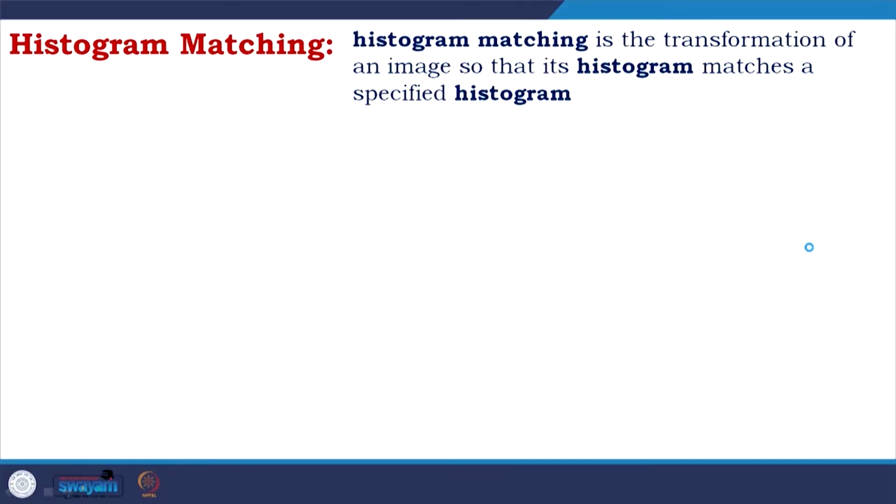Histogram matching, what is histogram matching? Histogram matching is basically an image processing thing. So, histogram matching is the transformation of an image so that its histogram matches a specified histogram.